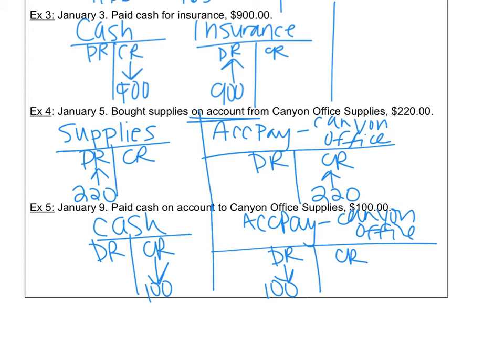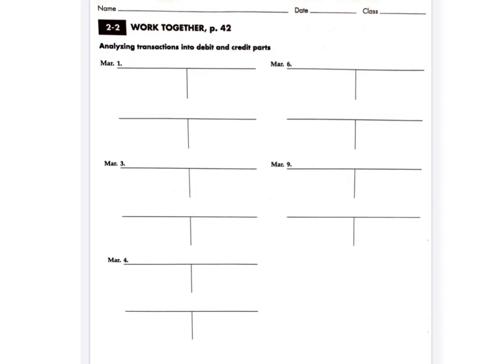All right, go ahead and turn to your work together. Make sure you turn to page 42 to follow along in your textbook. We're given 6 different transactions, and then for each transaction you have to prepare 2 T accounts and then write the debit or credit amount in each T account.